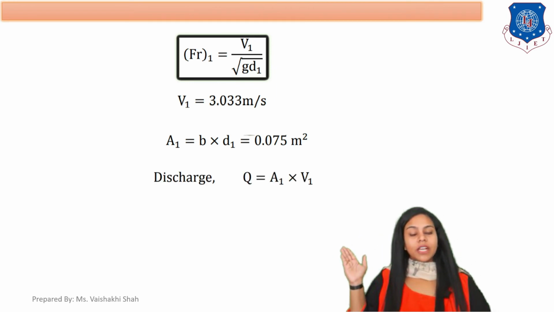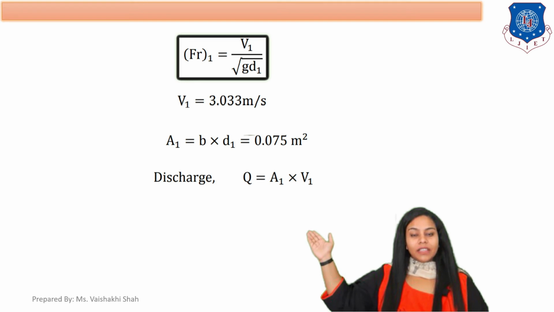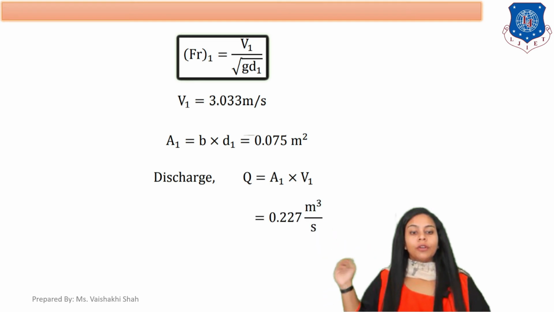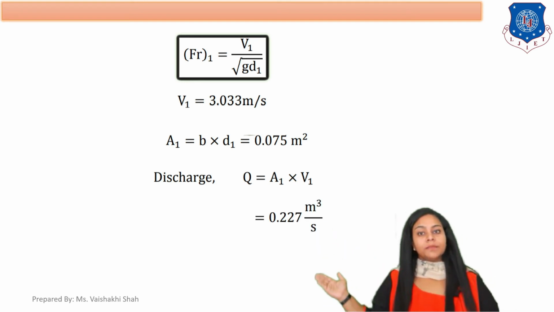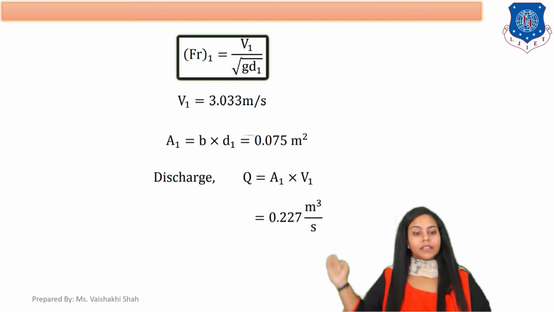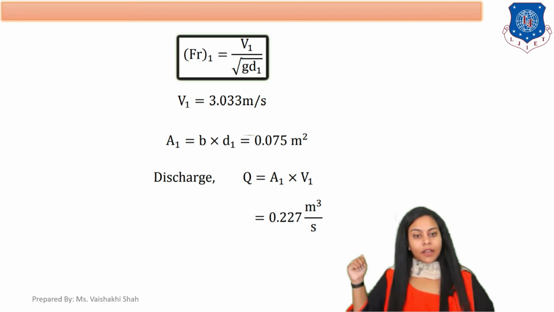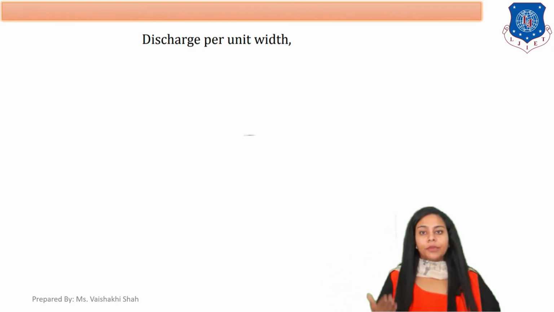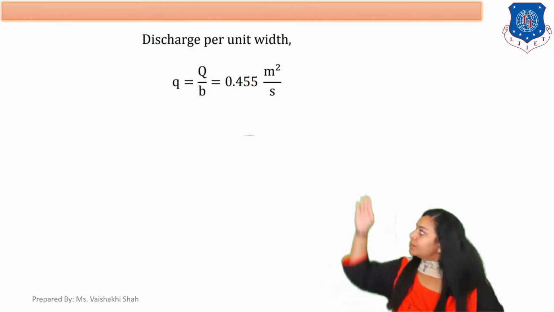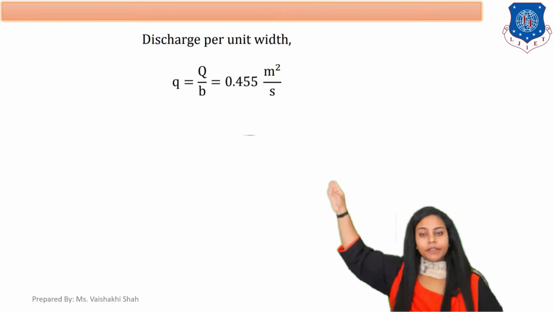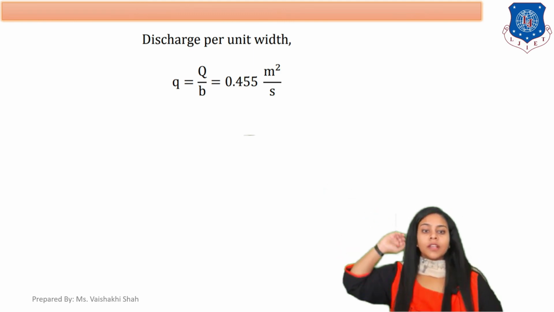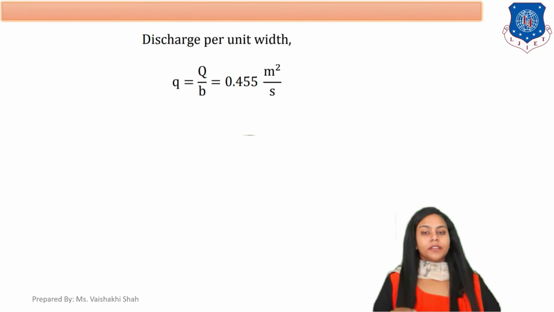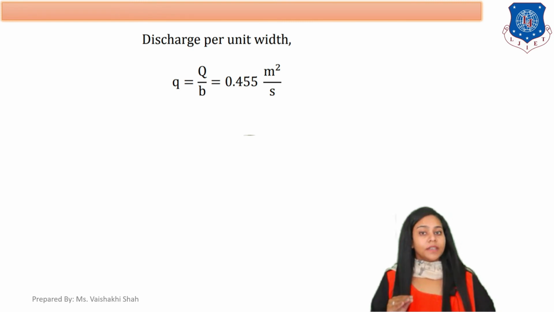As we know, discharge Q equals A1 into V1. So here the answer for Q is 0.227 meter cube per second. Okay. If we have to find out discharge per unit width, then we know small q equals capital Q divided by B, which is 0.455 meter square per second.